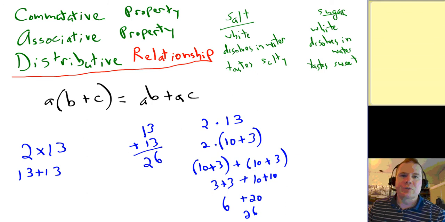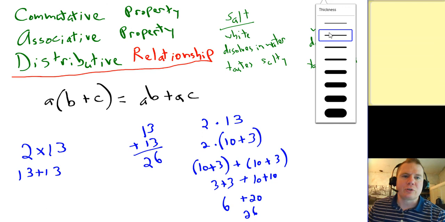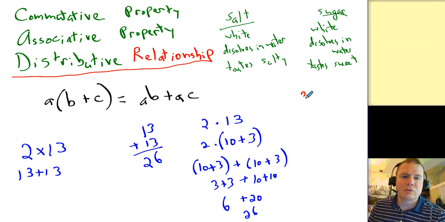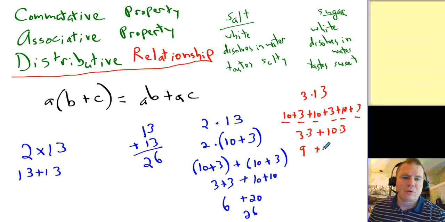Well, this works whether I have 2 13's or 3 13's or 97 13's. 3 13's means I have 10 plus 3, 3 times. How many 3's is that? 3 3's. How many 10's is that? 3 10's. So there's my 9 more than 30, 39. Same thing if I show it this way.